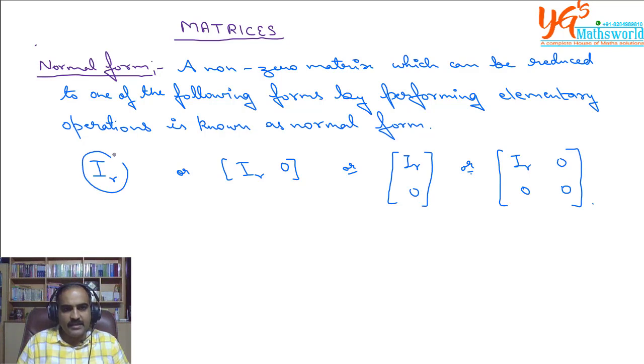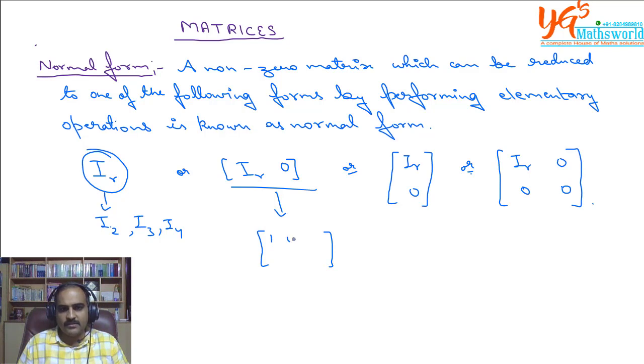That is I_r. I_r basically means identity matrix of any order. It can be of second order, third order, or fourth order. Then I_r 0 means, if we are given a rectangular matrix, it is of the form 1 0 0 0 1 0. Here this is your identity matrix and this column will be 0. Now this is a category in which we again have a rectangular matrix 1 0 0 1 0 and 0.